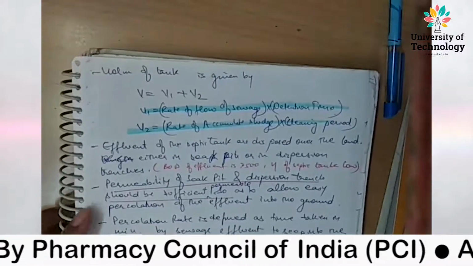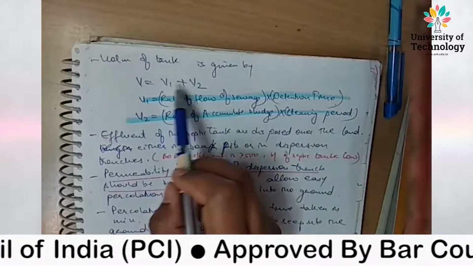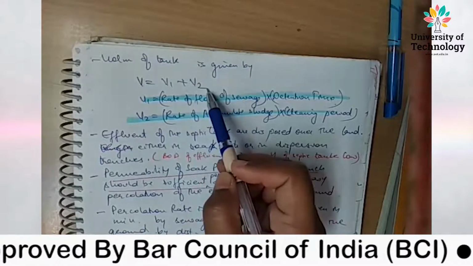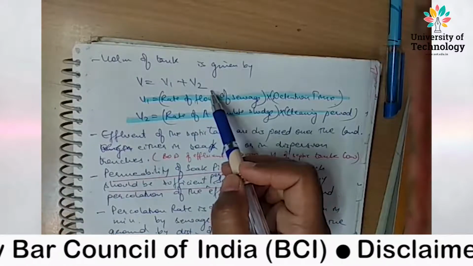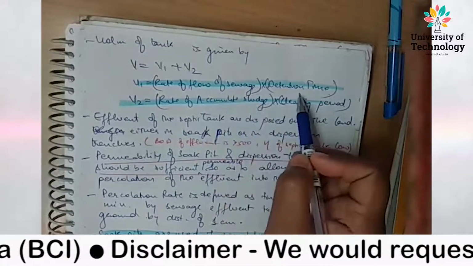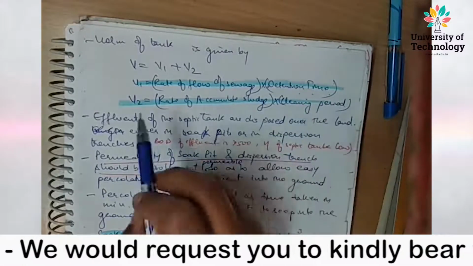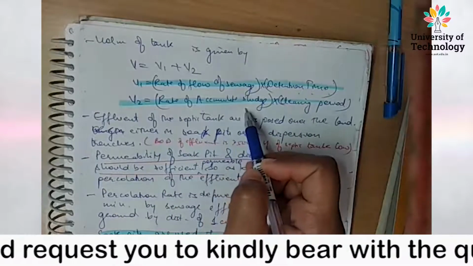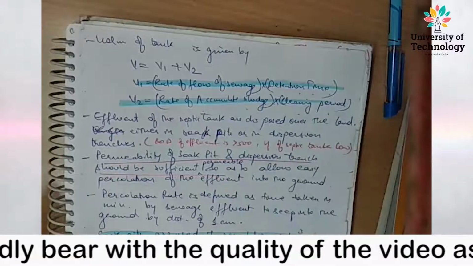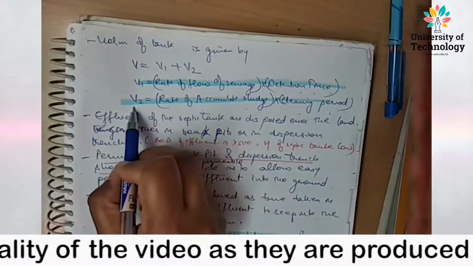Also, volume of tank is given as V1 plus V2. V1 is where the raw sewage is being kept, and V2 is the volume of accumulated sludge. So V1 is rate of flow of sewage into detention time. In this way we can calculate the volume V1. V2 is rate of accumulation of sludge into cleaning period. For a cleaning period of 6 to 12 months, this sludge is being stored in V2 volume.